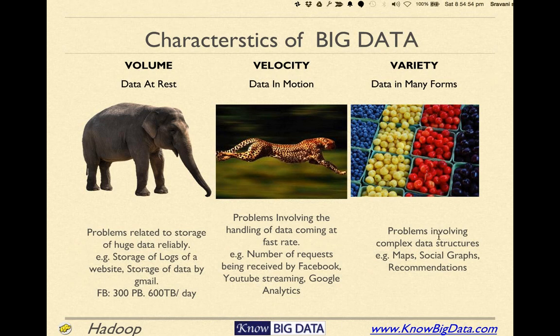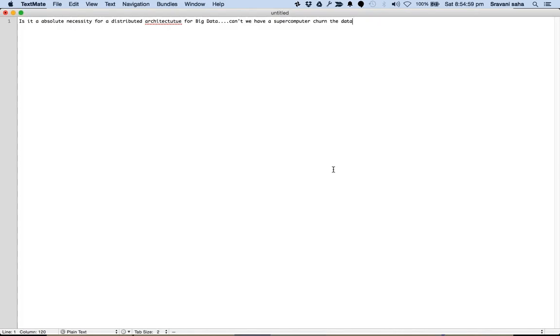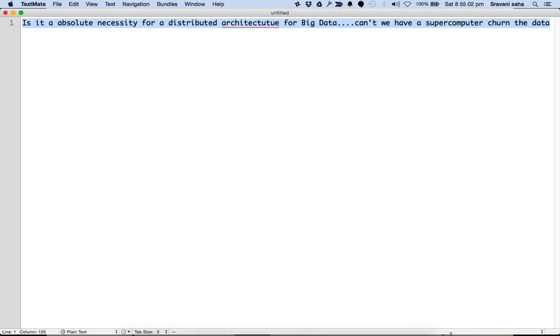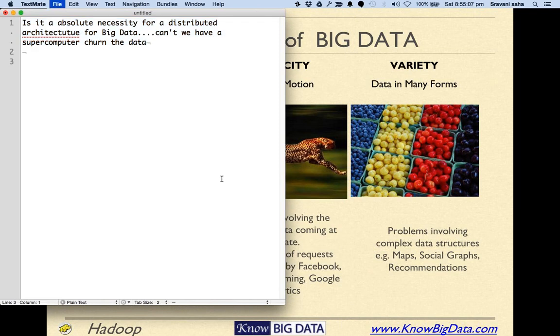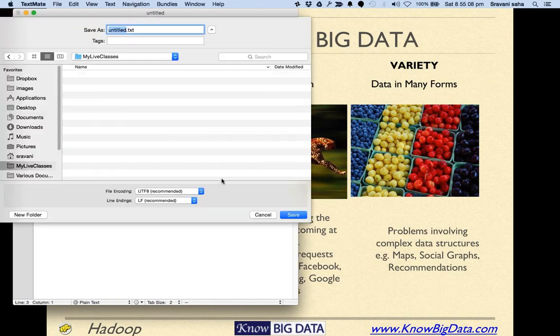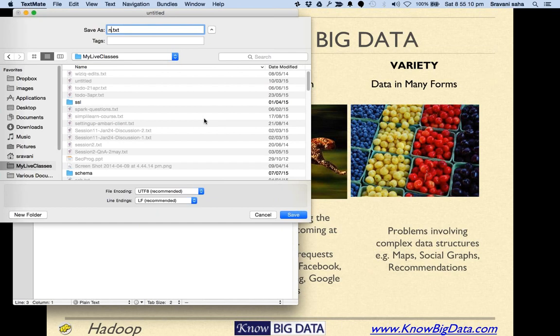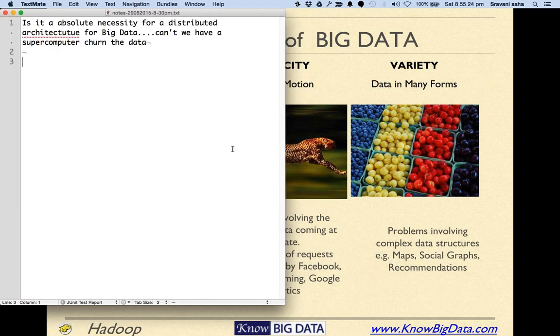Can't we have a supercomputer? Brilliant question. So I'll keep this question a little separate and let me keep a notebook which I'll share later. Okay, let me just make the notes. Notes for 29th 2019, 8:30 p.m.